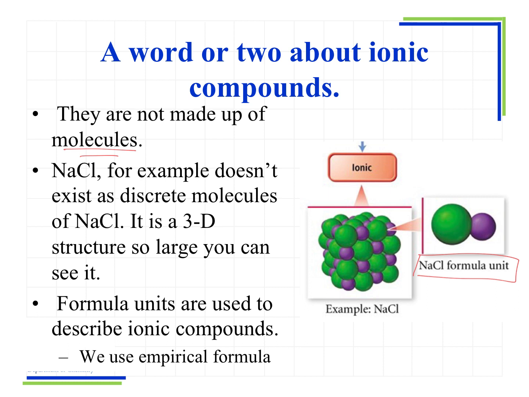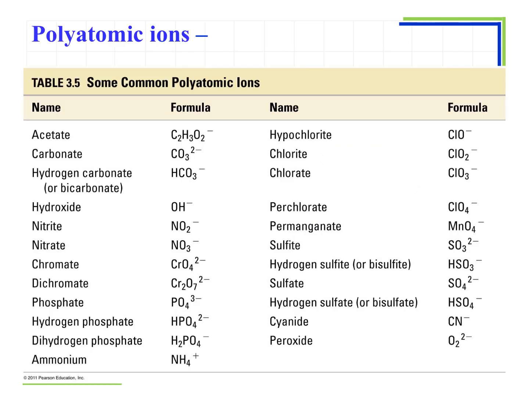As I said, the ions of sodium and chloride are next to each other, and they grow so big that you can see it as the small cubes of table salt. And the formula units used to describe the ionic compound are basically the empirical formula, and we learned about empirical formula in the last video.